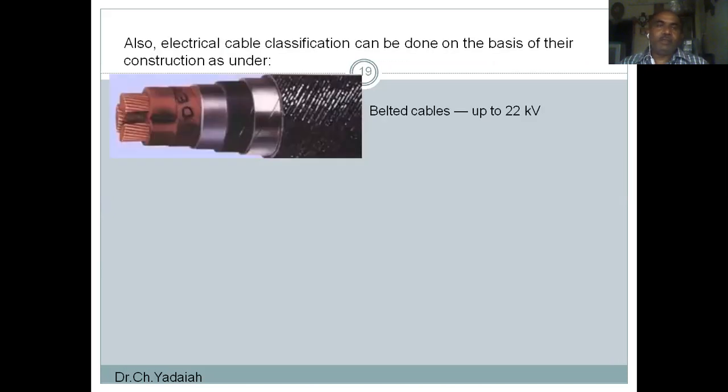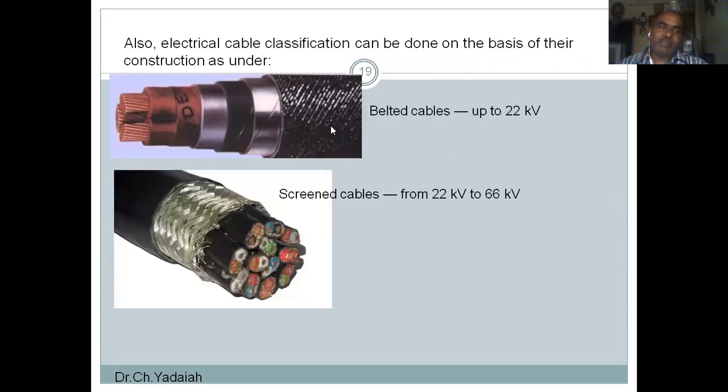Next, let us see the cables one by one. Electrical cable classification can also be done on the basis of their construction. That is a belted cable. In a belted cable, there are the conductors, the paper insulation, this insulation, the armoring, and here is the sheath. The belted cables we can use up to 23 kV.